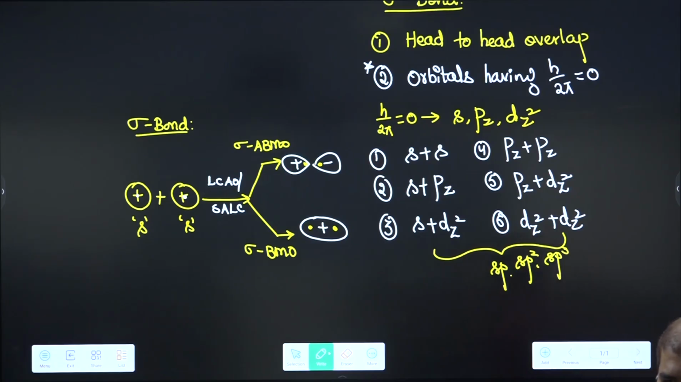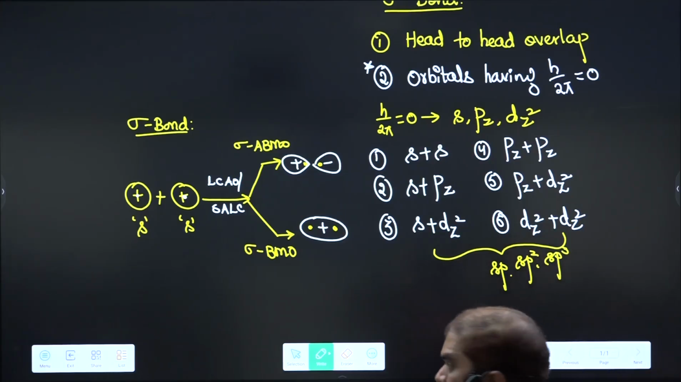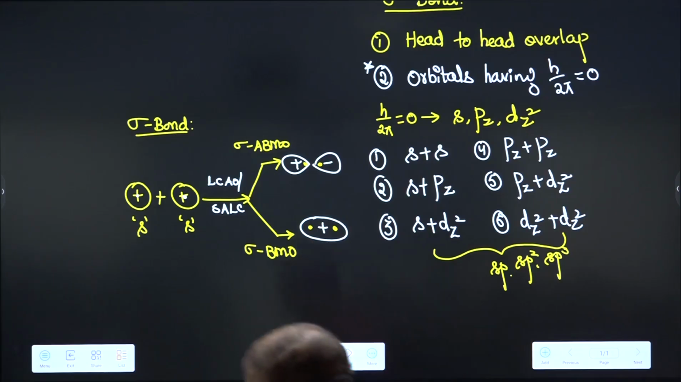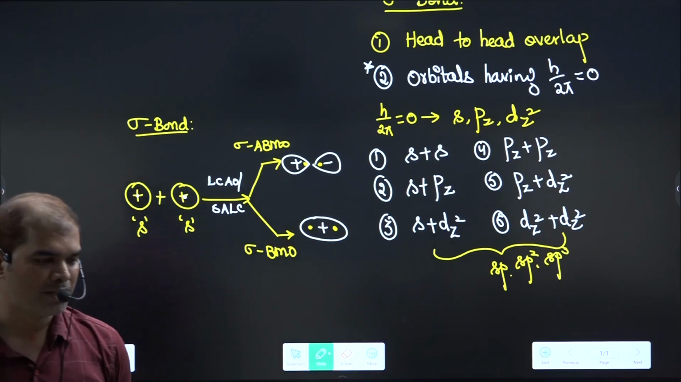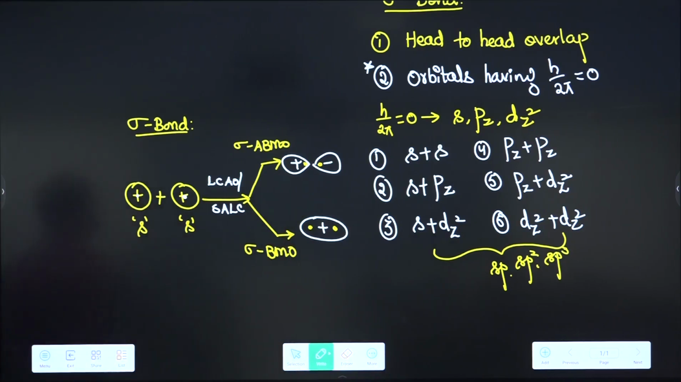Linear combination of atomic orbitals. What is SALC? We either call it LCAO or we can also call it SALC. SALC means, write down. First write LCAO. LCAO means linear combination of atomic orbitals.